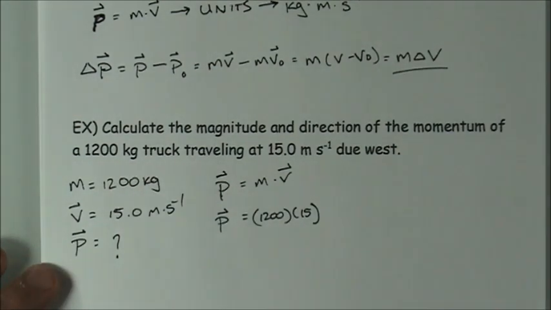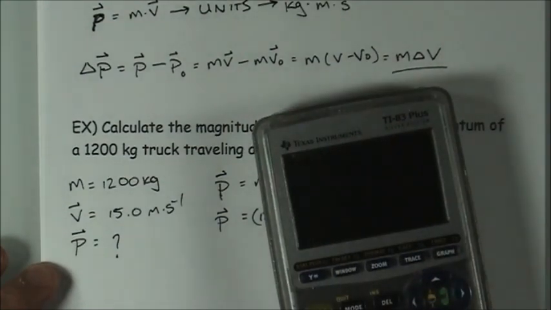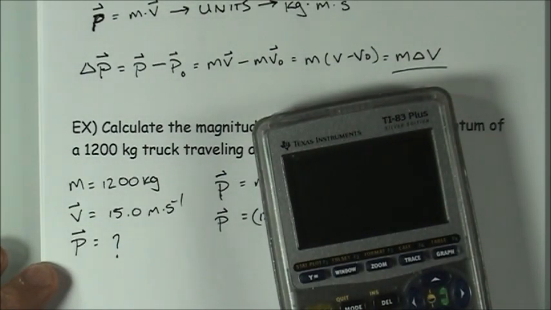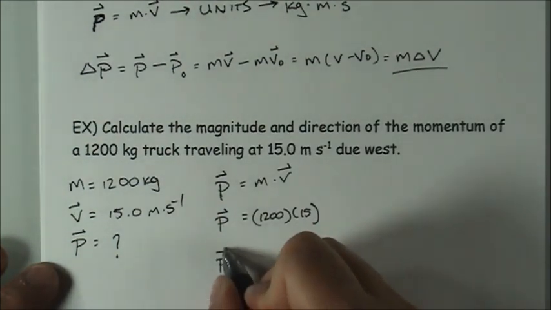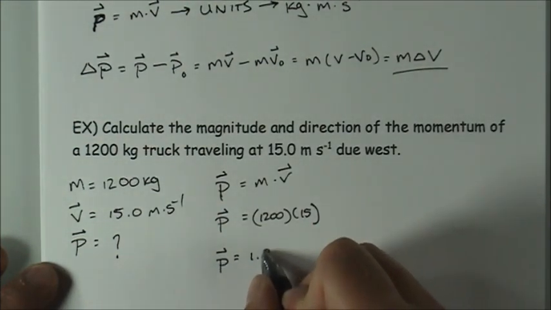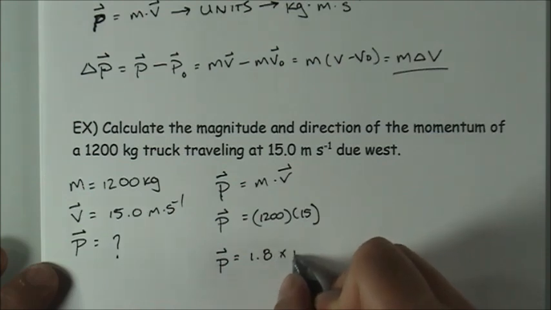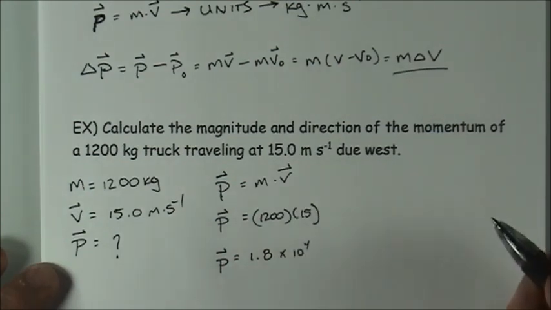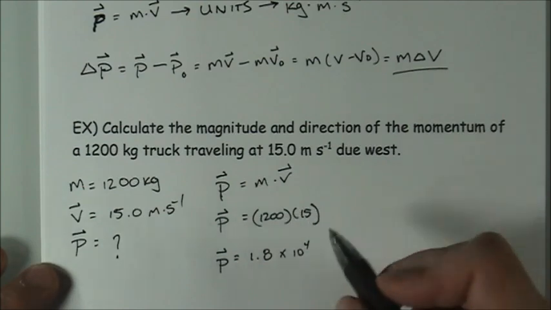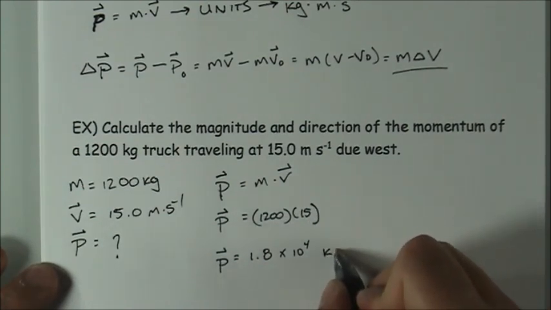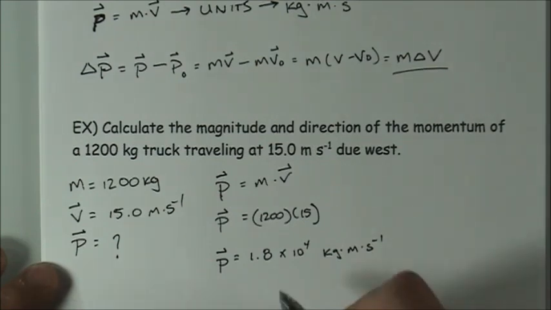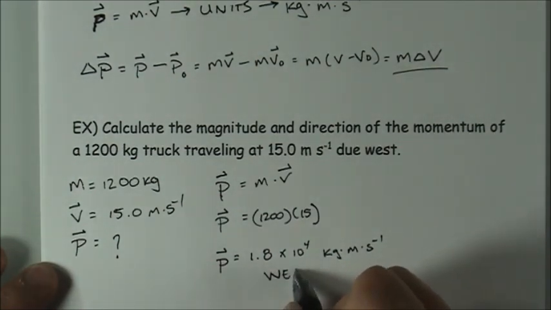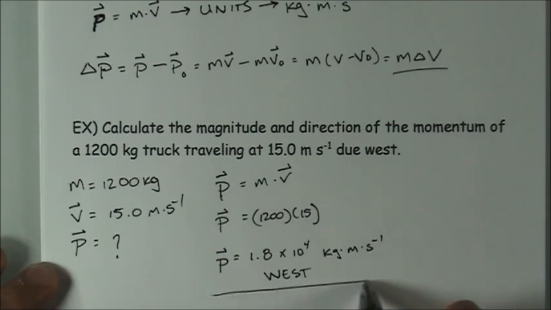1200 times 15, and that is 18,000. So I will express that as 1.8 times 10 to the fourth to be consistent with the number of significant figures, 2 and 2. And then again, the units are kilogram meters per second, and the direction is west.